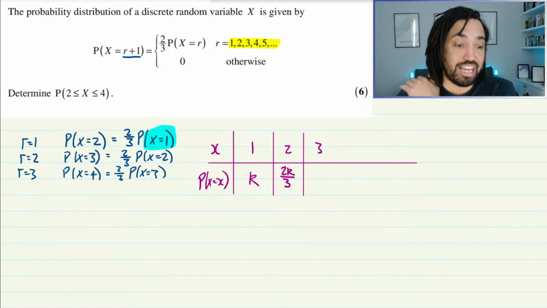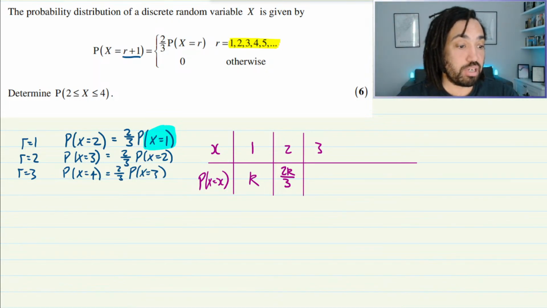Lovely. Okay, and then the one after that, what's that going to be? Can you not do sum to infinity? Absolutely, that is where this is going. That is where this is going.